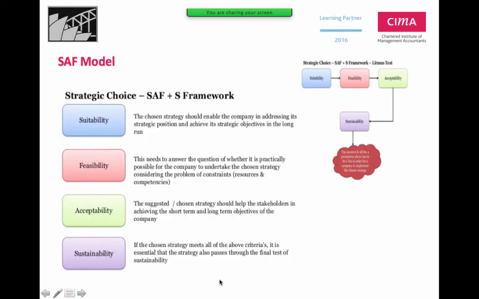Now, when it comes to any investment, I like to use this model, which will give a very good structure. If you're evaluating any project, it will give you a nice structure for whether it's suitable. Does it link with your strategy? Is it feasible? Do we have the funds?